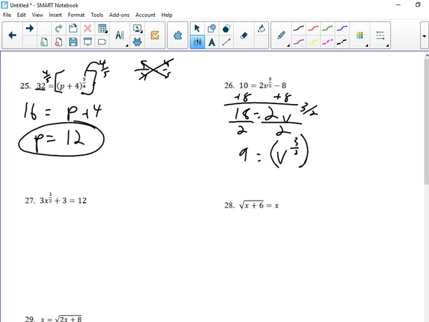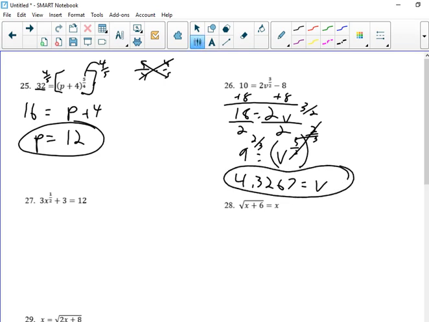To undo this, I need to take this to the 2/3, and this to the 2/3. Now this one, you can't do the cube root of 9 and get a whole number. So you're actually going to get a decimal here. So 9 to the 2/3 is approximately 4.3267. Unless the instructions say so, I would accept 4.3, 4.33, 4.327. Those will all be rounded correctly.